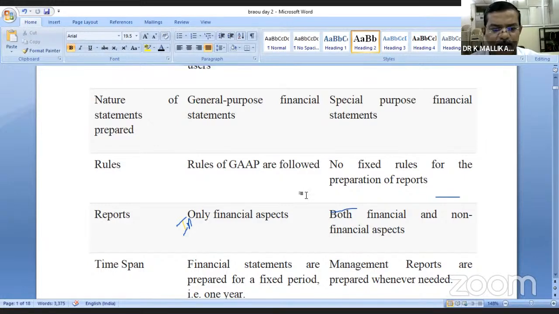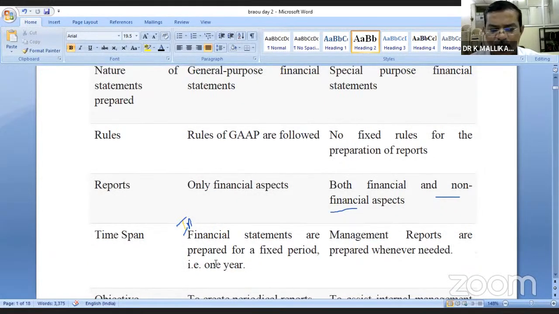And see the time span. Naturally, the financial accounting is prepared for one year, whereas a SEBI registered company needs to prepare quarter-wise income statements. We see it on the news channels: first quarter result, second quarter result, third quarter result. Those companies are listed in the stock exchange, so they have to prepare the quarterly income statements.